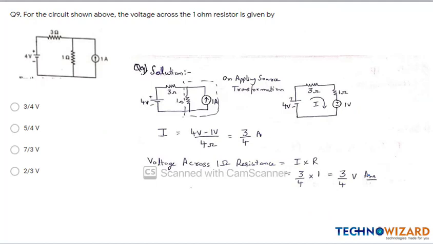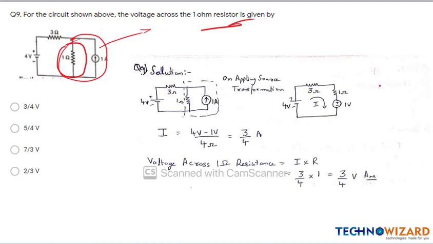Question number 9. For the circuit shown above, find the voltage across the 1 ohm resistance. Okay. One method is you can calculate this by applying nodal analysis. Or you can apply source transformation also. There are two methods to solve this question. I have applied source transformation so that I can show you how we can apply it here. Now 1 ohm and 1 ampere are connected in parallel here. Therefore, I have converted this into a VTH and RTH equivalent.